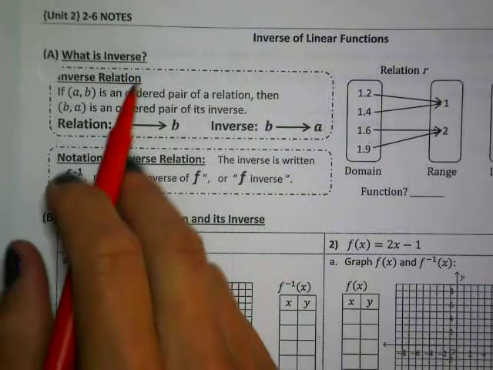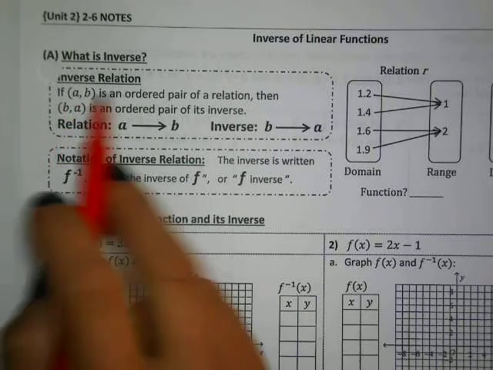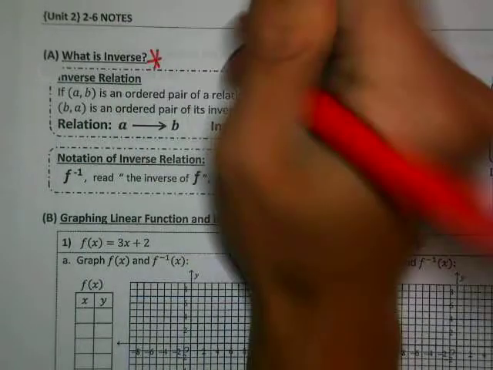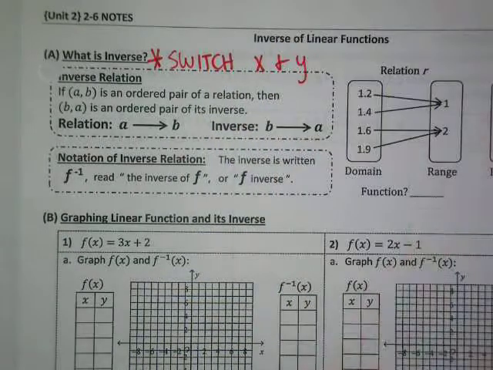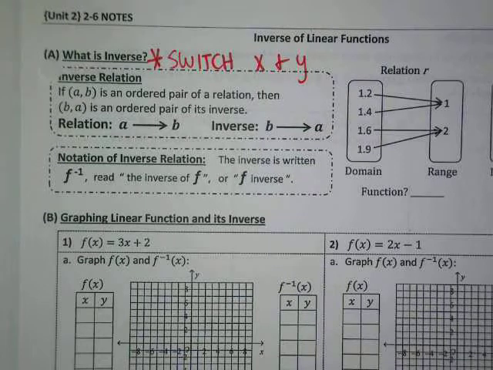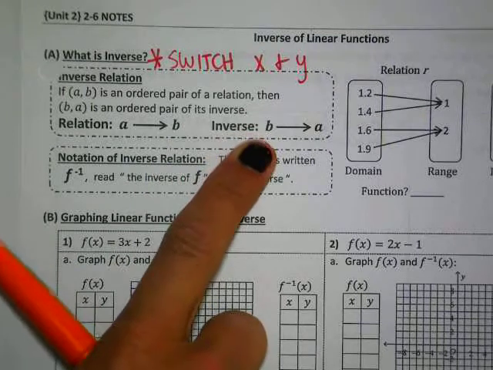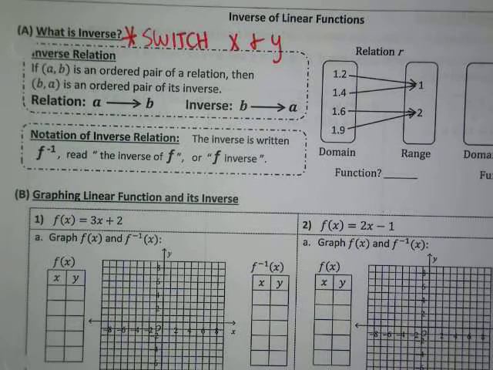So it says, what is an inverse? An inverse is where if you have an ordered pair (A, B), then (B, A) is going to be its inverse. So it's the problem backwards. Right up here where it says what is an inverse, we are going to switch X and Y. That is the big important thing for inverses, is that your X and Y switch. So instead of this being A to B, it is now B to A. Anytime you hear inverse, you switch the X and the Y.